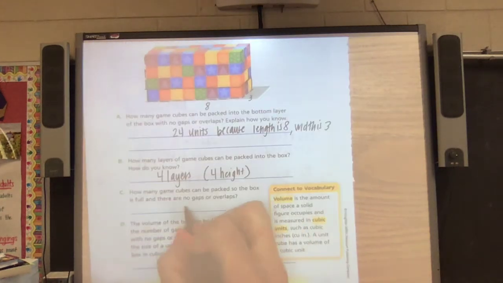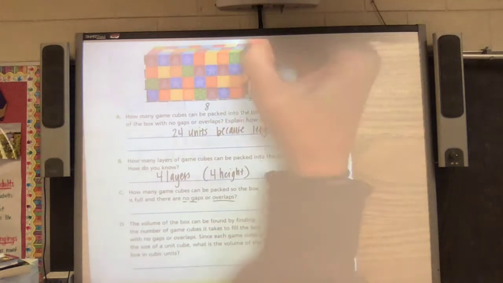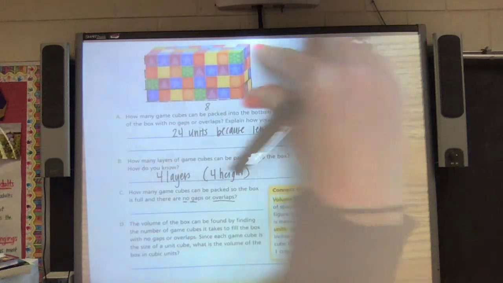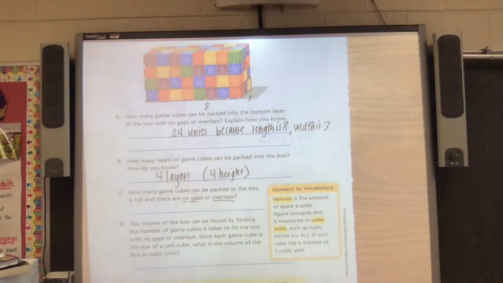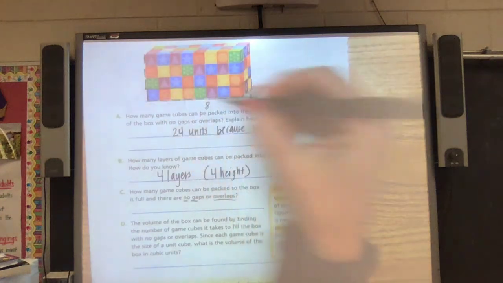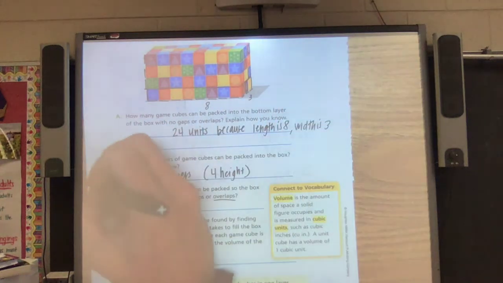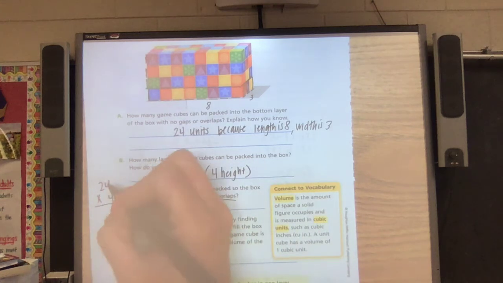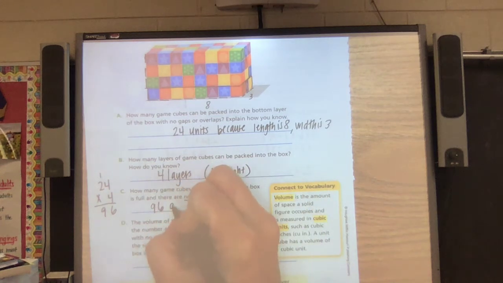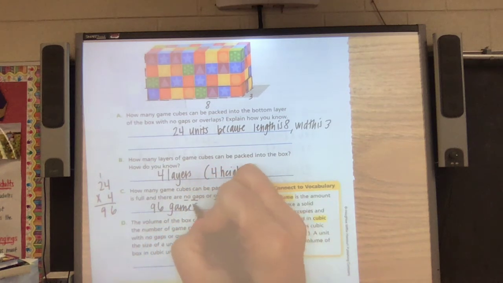You're going to hear that word, no gaps or overlaps, because they wouldn't want you to just stick another one up here is what they're saying. It's got to be solid. That's what no gaps or overlaps means. So I can just use my math. I know the bottom is 24, and then if I have 4 layers of 24, that's like 24 times 4. So 4 times 4 is 16, 4 times 2 is 8, plus 1 is 9. So there can be 96 of those game cubes here.